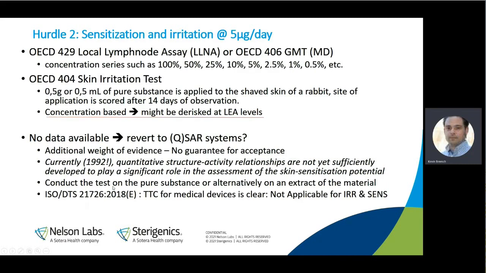You can also conduct a test. These tests are not that expensive on the pure substance. If it's not available, you could consider making an extract of the material, analyzing it, and seeing that there's a higher level in the extract being exposed to the animal than in the actual drug product. What I do have to say is, for medical devices, where they also explain the threshold for toxicological concern, they are very clear. For irritation and sensitization, you're not allowed to fall back on literature or QSAR systems. So for medical devices, you have to perform the biocompatibility test.